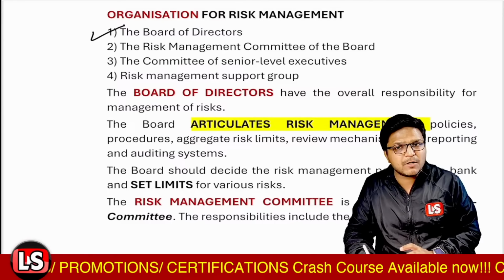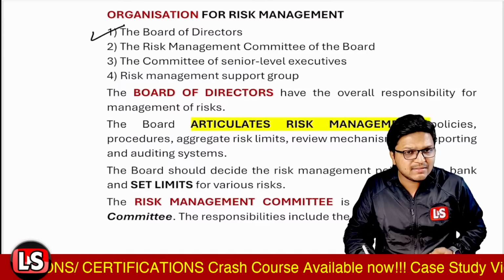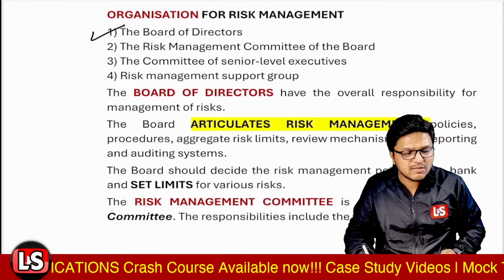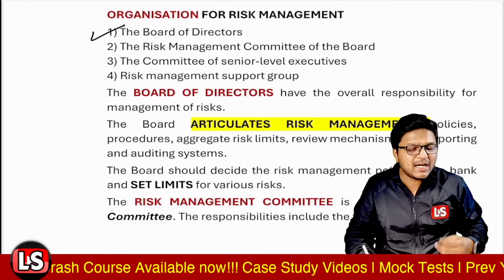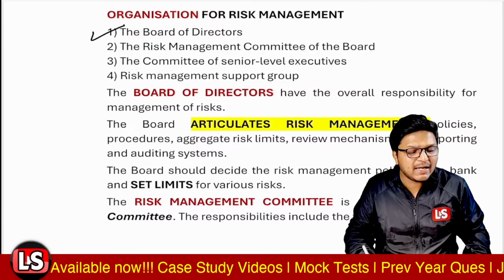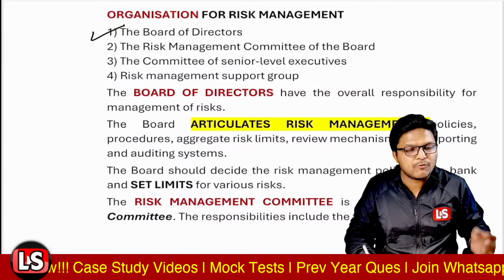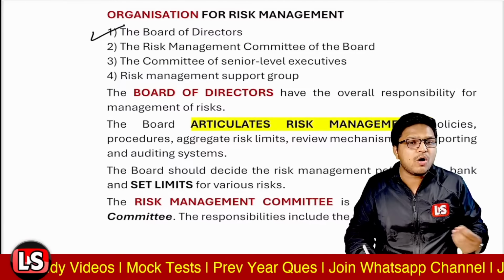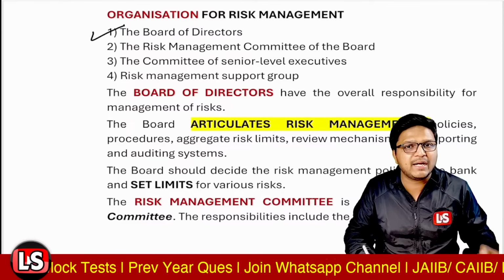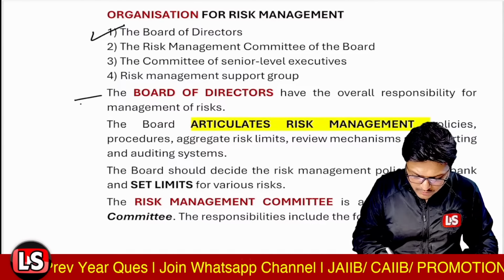Everything that's related to auditing systems, reporting systems, managing, and further the approval of the limits, not deciding the limits but approving the limits, all those things are to be done by the board of directors. So that's the main role of the board of directors.